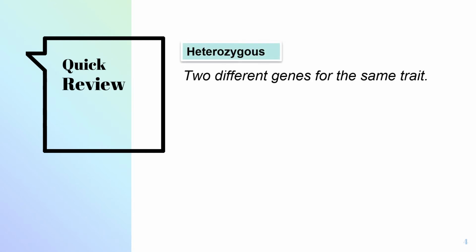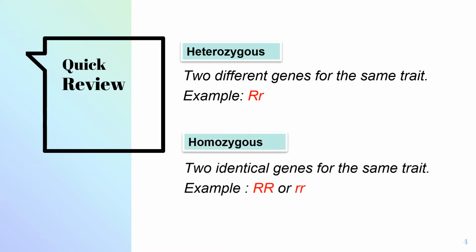The next term is heterozygous. These are two different genes from the same trait. For example, we have a combination of a capital letter and small letter. And we have the term homozygous, the opposite of heterozygous. It means two identical genes for the same trait. For example, we have here homozygous capital letters and the other one is homozygous small letters, or written in lowercase.